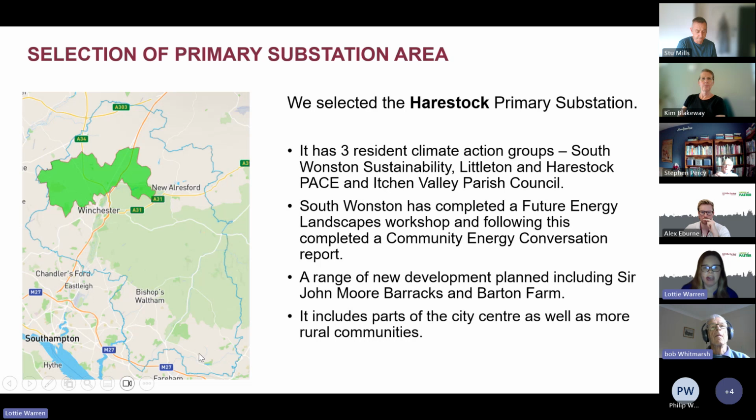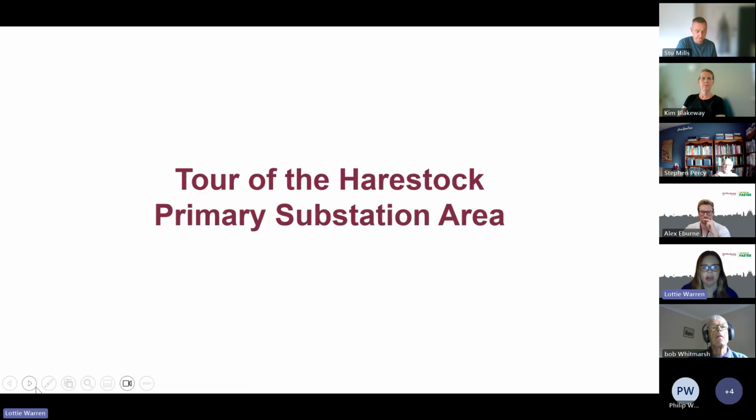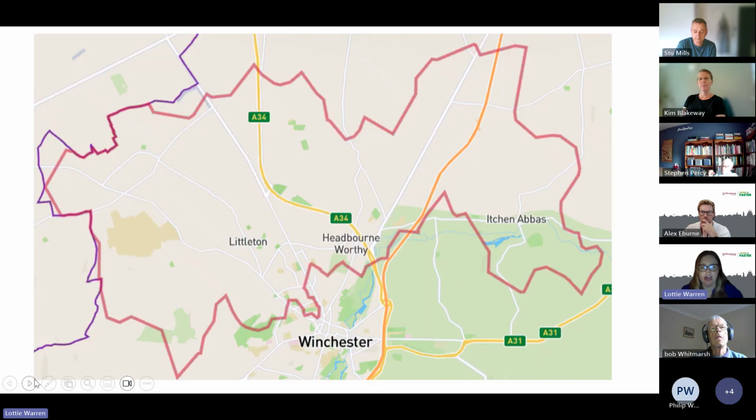So I'll just go on to the next slide. So this next section of the presentation will give you a bit of a tour of the Harestock primary substation area. So this will include picking out some key bits of energy infrastructure, as well as some examples of renewables that are already being used in the area. So first of all, this is just a bigger map of the one we've just seen, so you can see what's included within the substation area.